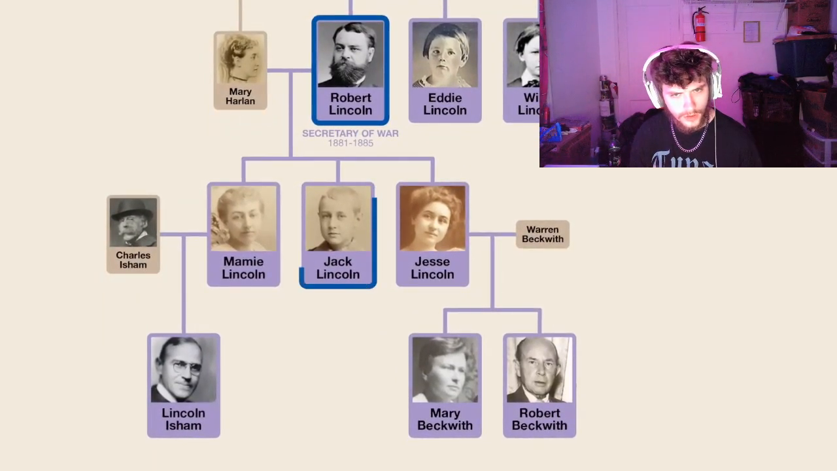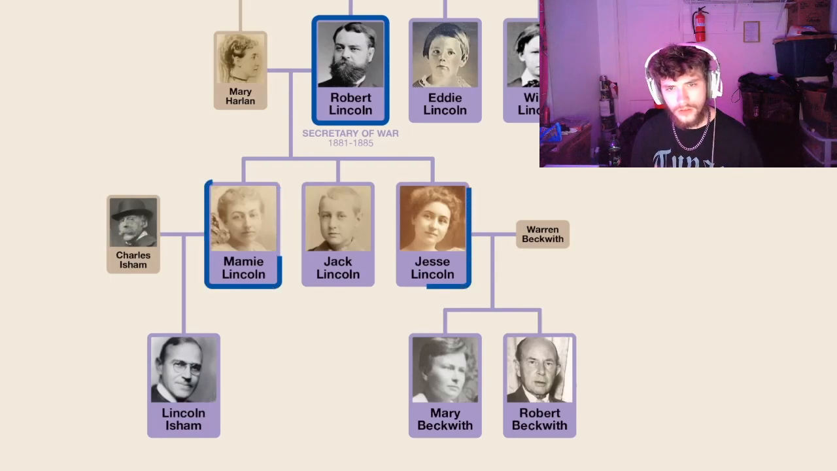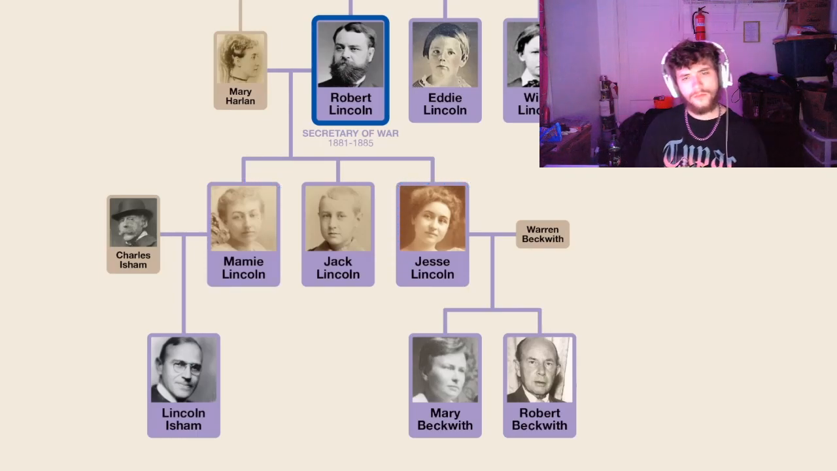Jack, however, who was formerly known as Abraham Lincoln II, died at age 17, and thus it was only Mamie and Jessie who carried the line forward. But before we look at them, let me share two interesting curiosities about Robert Lincoln.